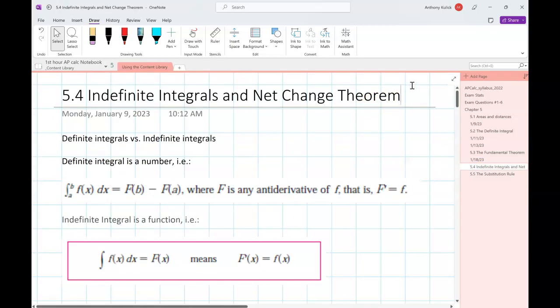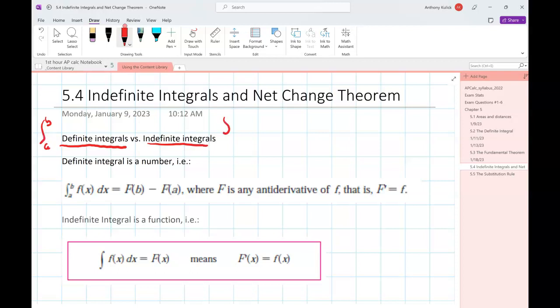So in section 5.4, we're going to introduce the concept of an indefinite integral. Up until this point, everything we looked at was a definite integral. When we say a definite integral, we mean that we have a lower bound and an upper bound identified, so some a and b. Whether those a and b are constants or variable expressions, it doesn't matter. It's still a definite integral. An indefinite integral is going to have no bounds at all. So it's just going to be the integral symbol with no a and b.